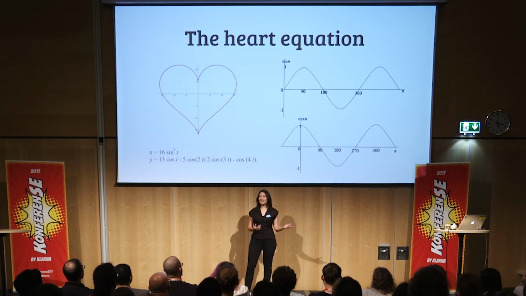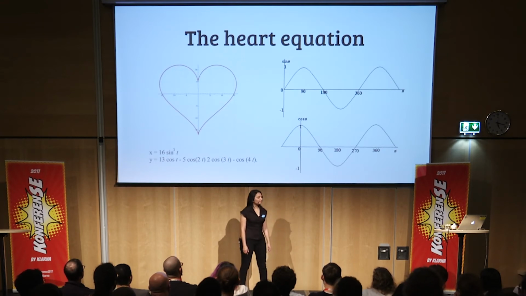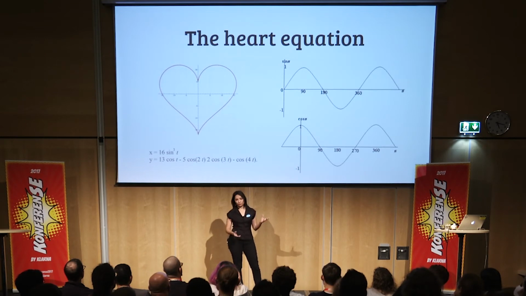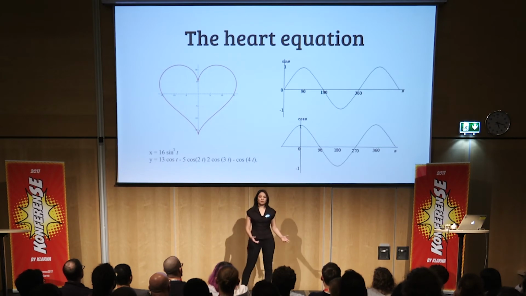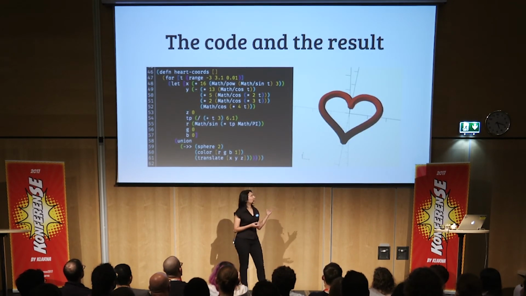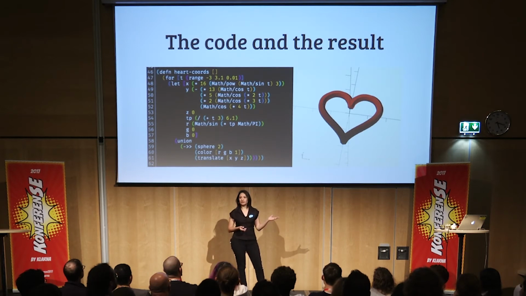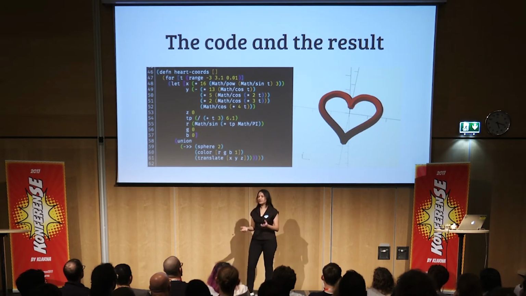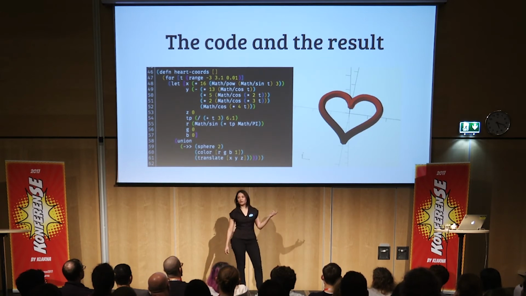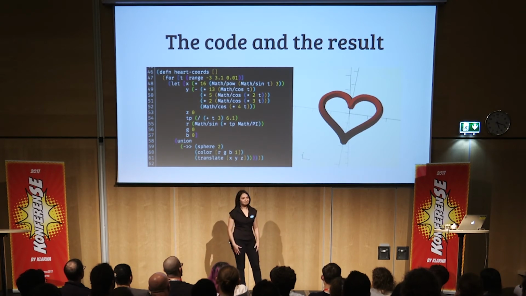I found this very elegant heart equation, and it didn't take very long to understand how it was working and how I could apply it to the Clojure code. So I applied that, and in the loop, for each coordinate that it's producing, it's placing a different sphere in a plane. And then, using the union function, I have my heart-shaped model completed.